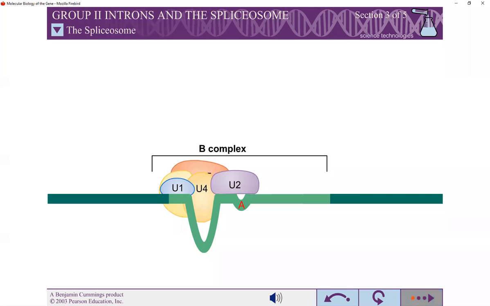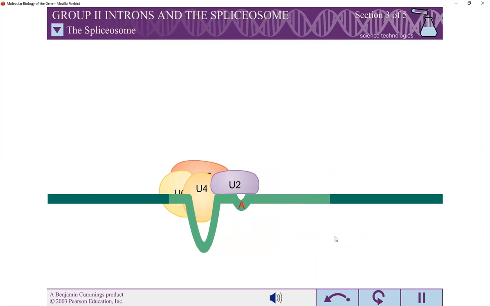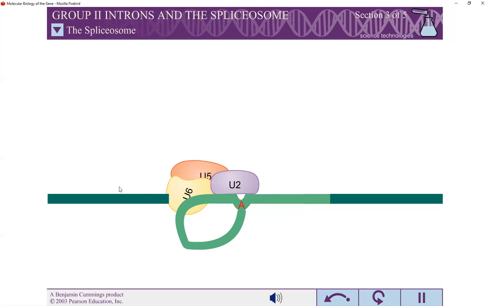Moving forward. U1 then leaves the complex, and U6 replaces it at the 5' splice site. U4 is released from the complex, allowing U6 to interact with U2, producing the active site. The active site is believed to be comprised solely of the U2 and U6 RNA molecules. The branch site A attacks the 5' splice site, forming the three-way junction. Note, in reality, the branch site A and 5' splice site are much closer together for this reaction. Now, a very important point is that the active site is always made up of U2 and U6.